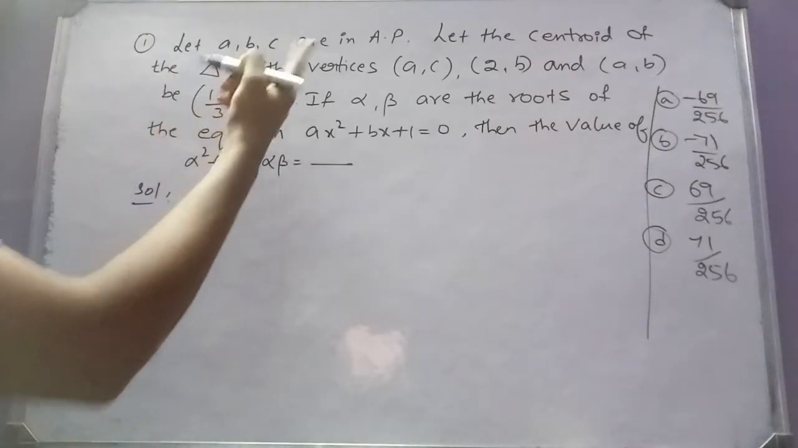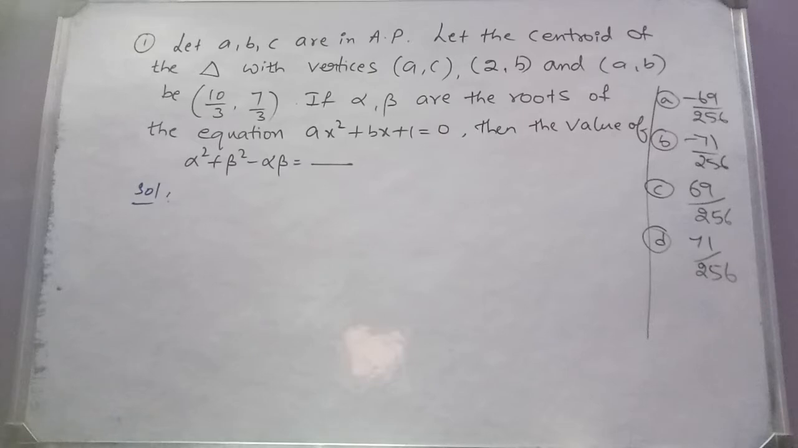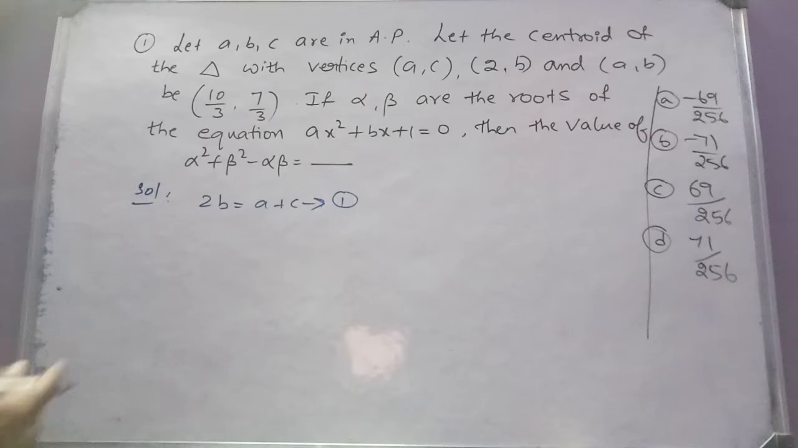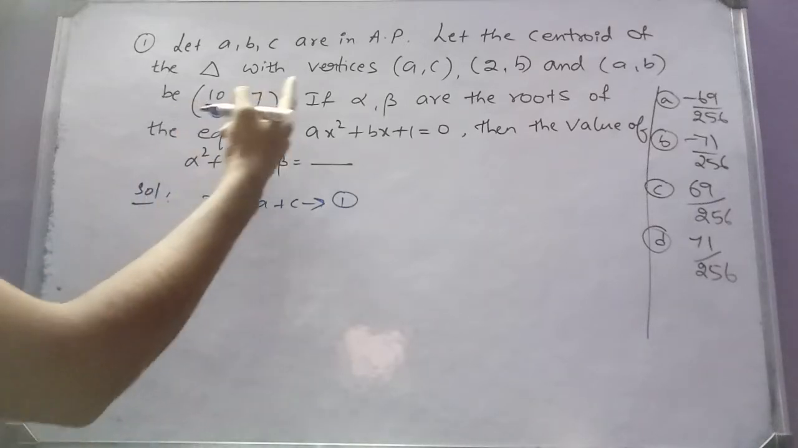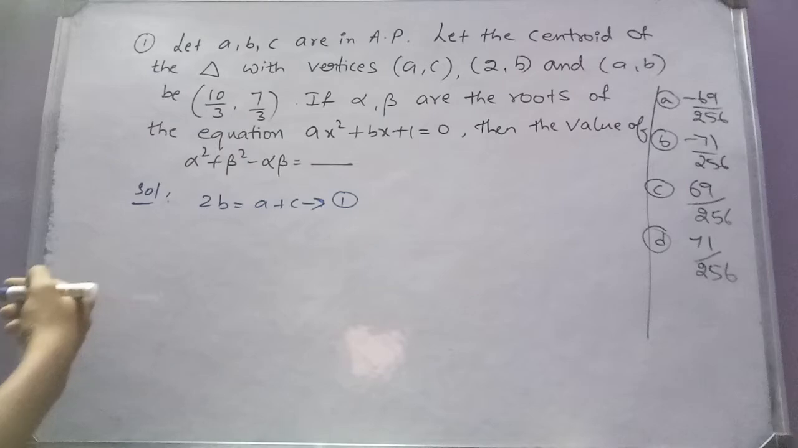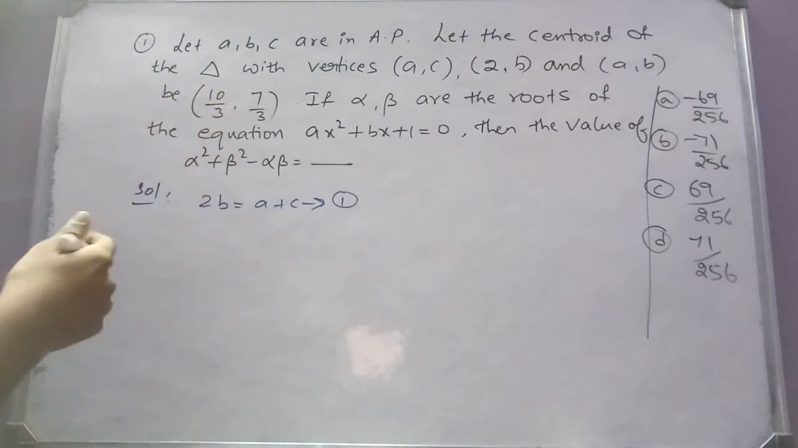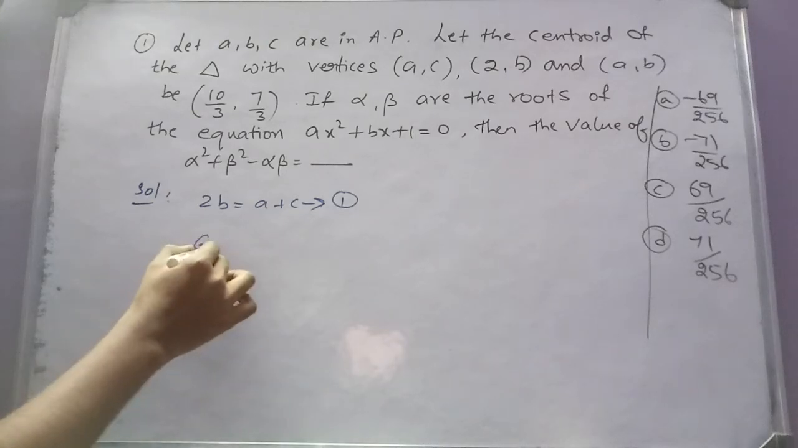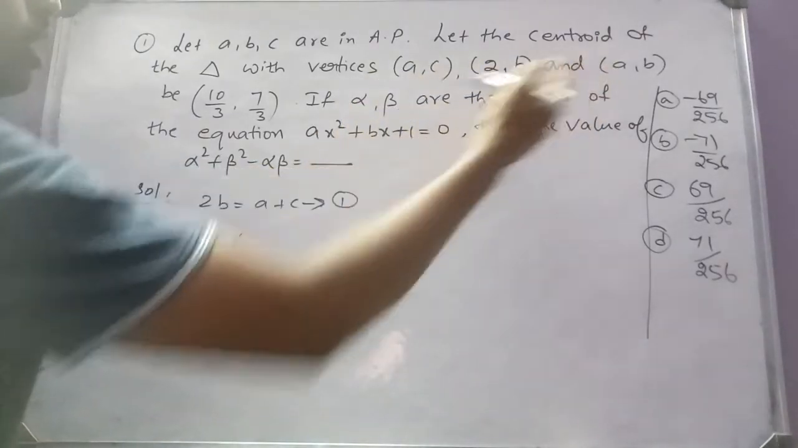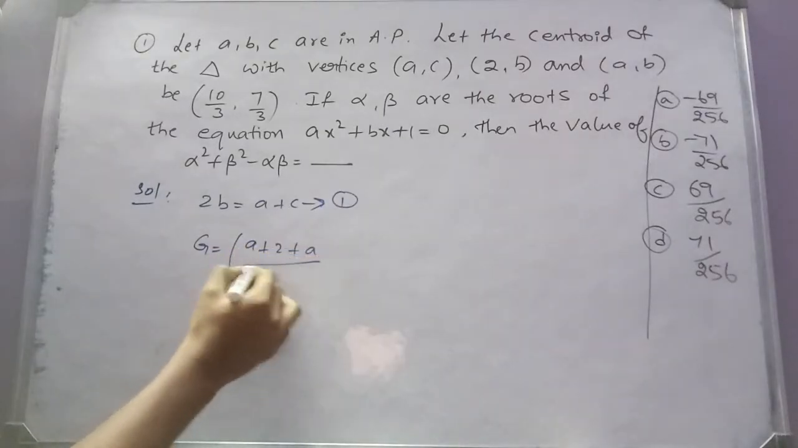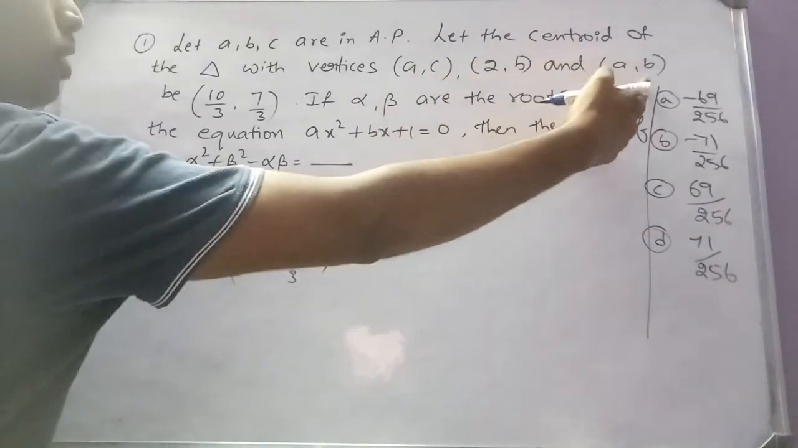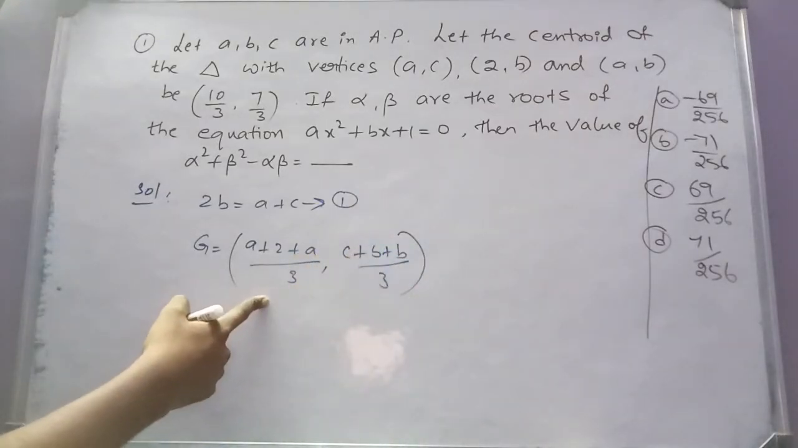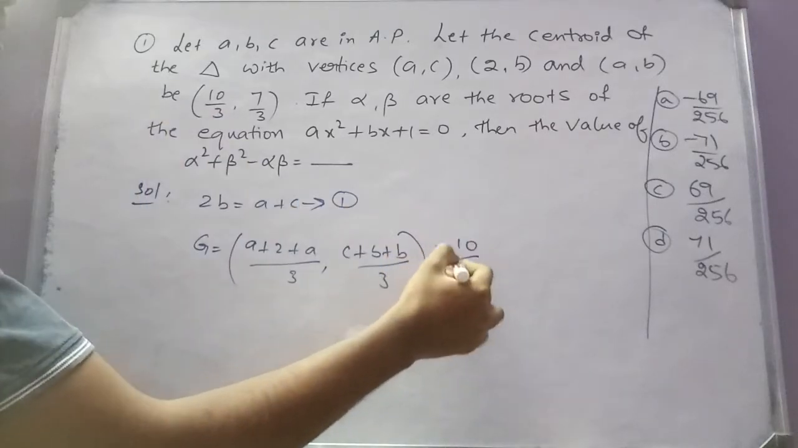So first of all, a, b, c are in AP, which means that 2b is equal to a plus c. Let us call this equation number 1. We will use it later. Next, (10/3, 7/3) is the centroid of this particular triangle. If vertices are given, what is the formula to find the centroid? We know that: (x1 plus x2 plus x3)/3, that means (a plus 2 plus a)/3, comma (y1 plus y2 plus y3)/3, that means (c plus b plus b)/3. So this is the centroid according to the formula, but they gave that the centroid is equal to (10/3, 7/3).